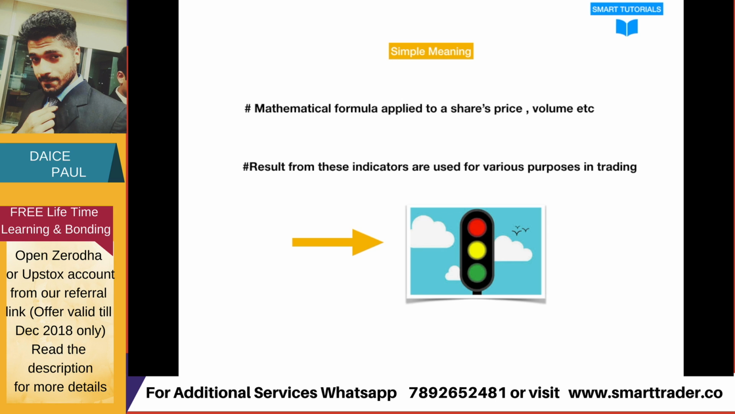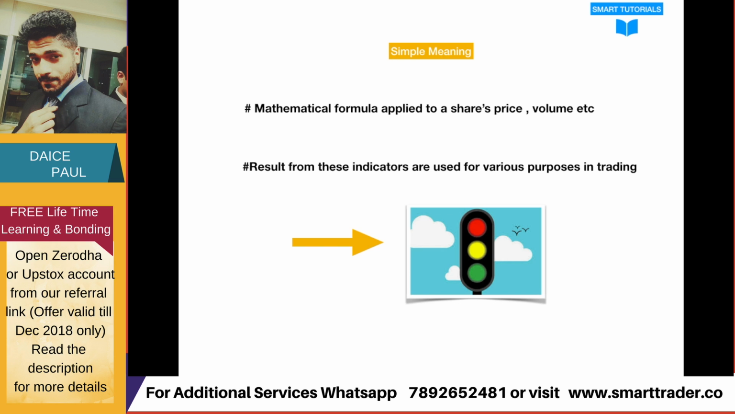All these formulas have been created for what? They have been created to get some value. With that value, or with whatever indication it gives, we can use it in various factors in trading. So there are a lot of purposes. You cannot say one, two, three. There are different indicators, made for different purposes.